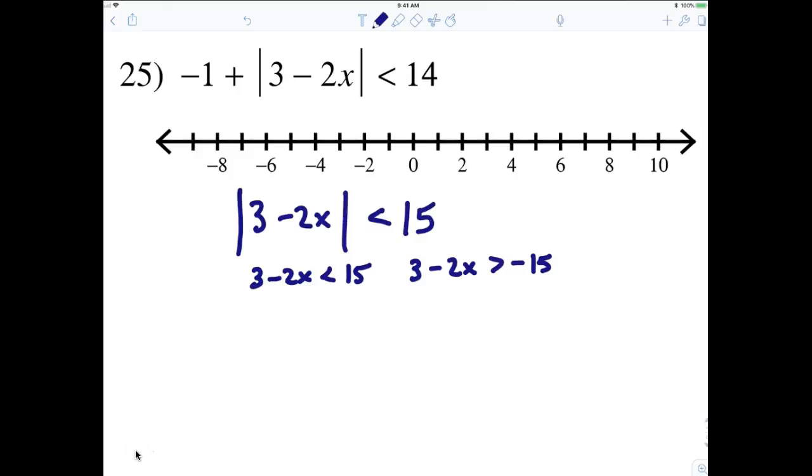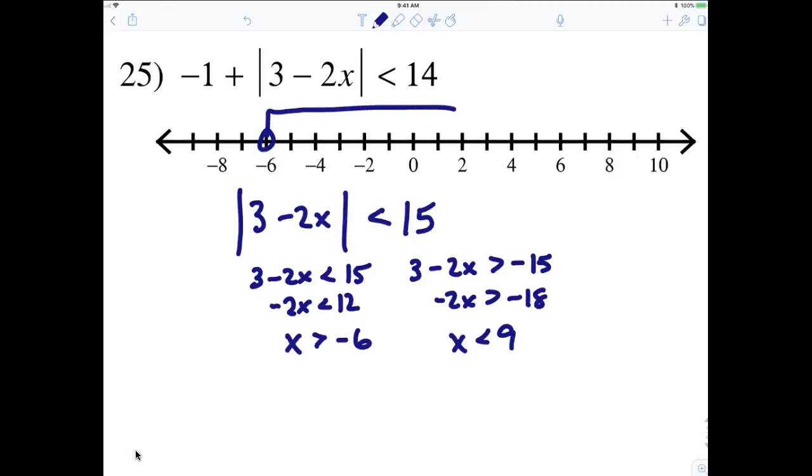Subtract 3. Divide by negative 2. Easy. Subtract 3. Divide by negative 2. Greater than negative 6, open circle. Less than 9, open circle. That's right.